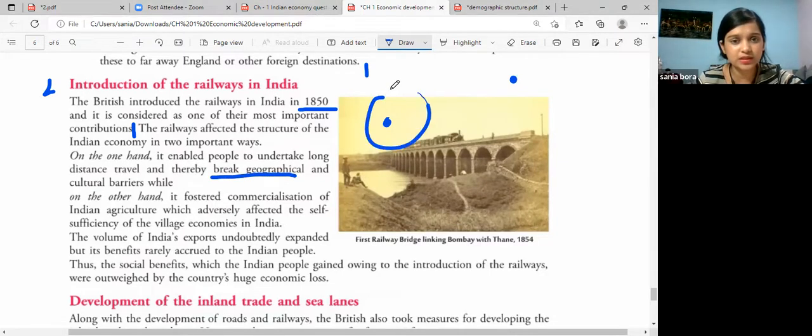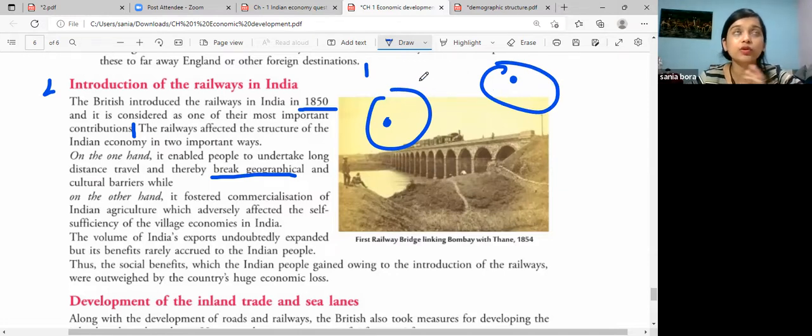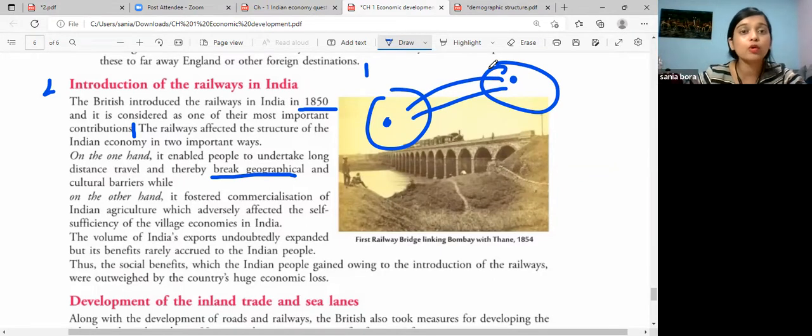Earlier, for example, this is India, this is Australia. So earlier there was a barrier according to geographical location, that you cannot travel there because there was no facility. But now because of railways, it broke down the geographical and cultural barrier. Now people from Indian culture can go to American culture, they can travel all over the world. So first, it was a positive, right?